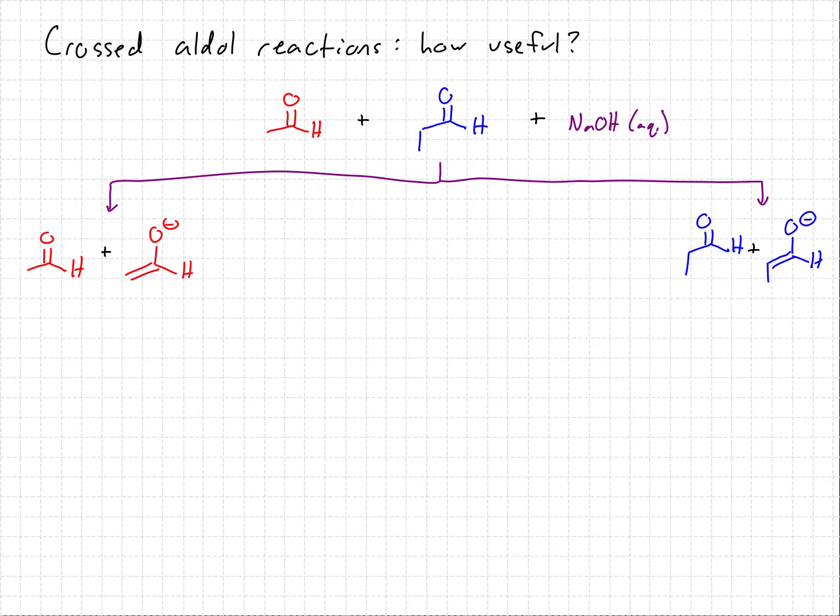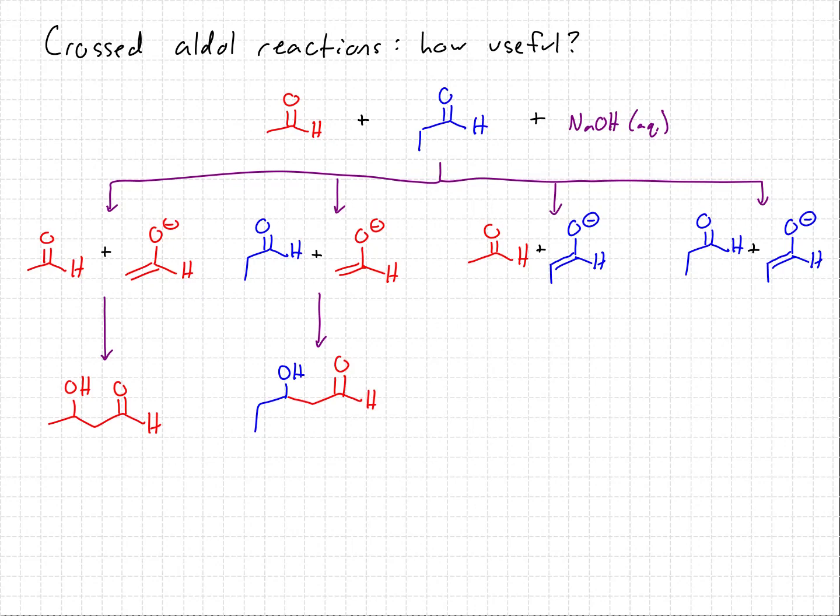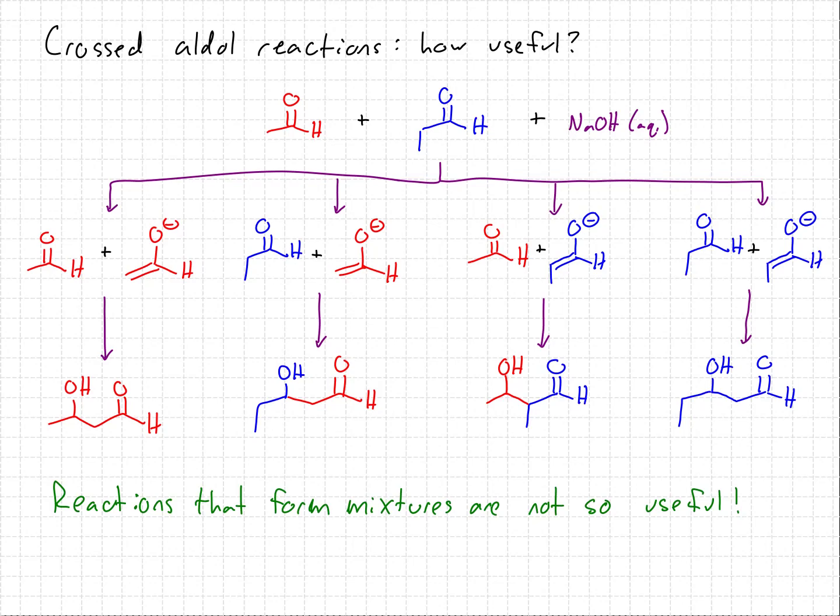We can also have two different crossed products depending on whether we get the acetaldehyde enolate or the propionaldehyde enolate. So if we look at all of these starting materials, we can put them together to show all four different products that we could possibly form out of this reaction. Now, due to the fact that this reaction is equilibrium controlled, we may get more of one than the other, but reactions which produce large and diverse product mixtures like this are not so useful.